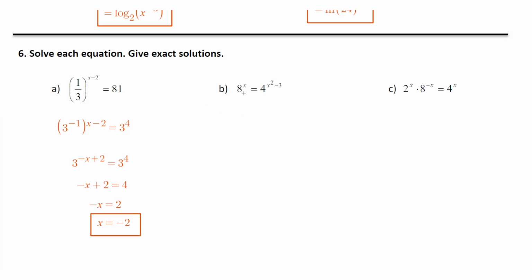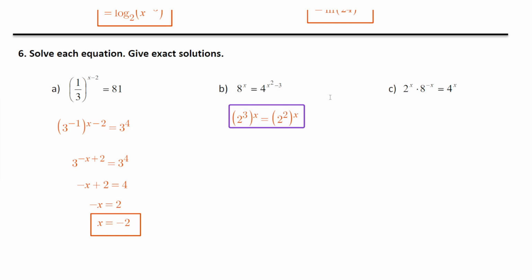All right, part B. Again, we've got two numbers that, right off the bat, the bases are not the same, but we can force them to be the same since they're both powers of 2. So I'm going to rewrite 8 as 2 cubed. And I'm going to rewrite 4 as 2 squared. So I'm kind of slowly making my way to where I can write both of them as powers of 2, and then I can drop the 2's.